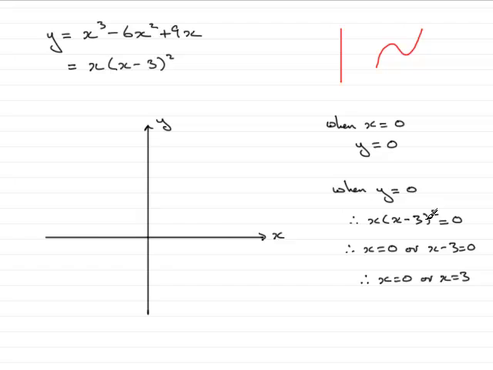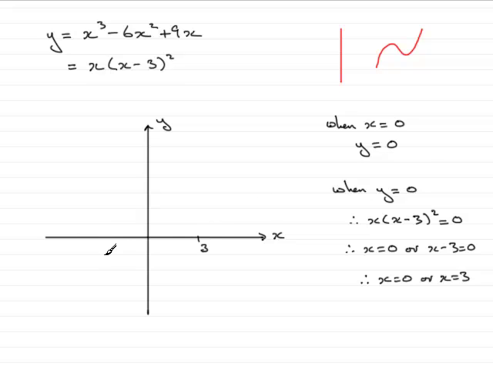Now this is what we call a repeated factor. And when you have a repeated factor, which leads to x is 3, when it comes to sketching graphs, it means that any curve would touch the x-axis at that particular point. And in this case, it is the point where x is 3. So let's just mark that on there. So we know that the curve has this basic shape, it goes through the origin, and it's got to touch the x-axis at x equals 3.